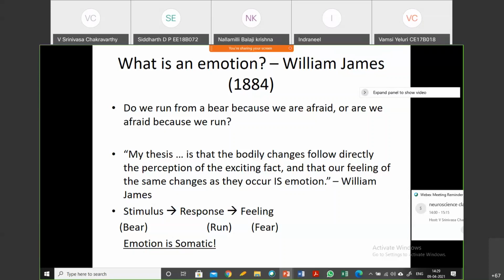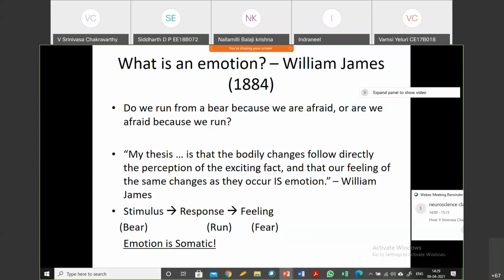James doesn't talk about all that, but he clearly points out that all these bodily changes occur in response to that stimulus called the bear. And your experience of all those bodily changes, in addition to whatever is going on high up in your brain, this is emotion. This experience is what we call emotion. So basically, he emphasizes the involvement of the body in our experience of emotion.